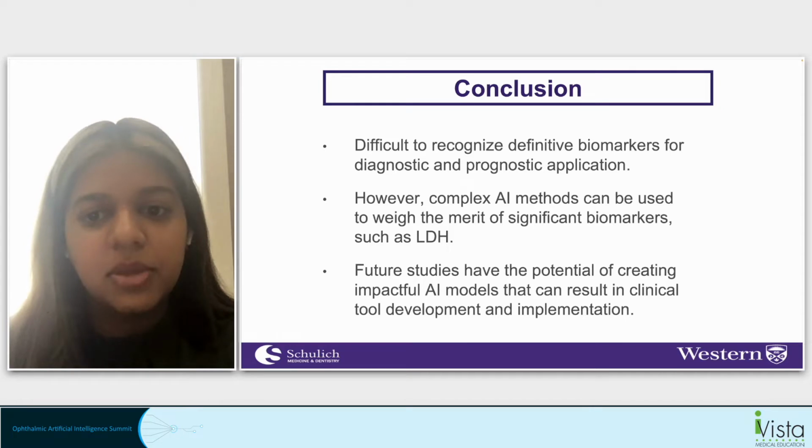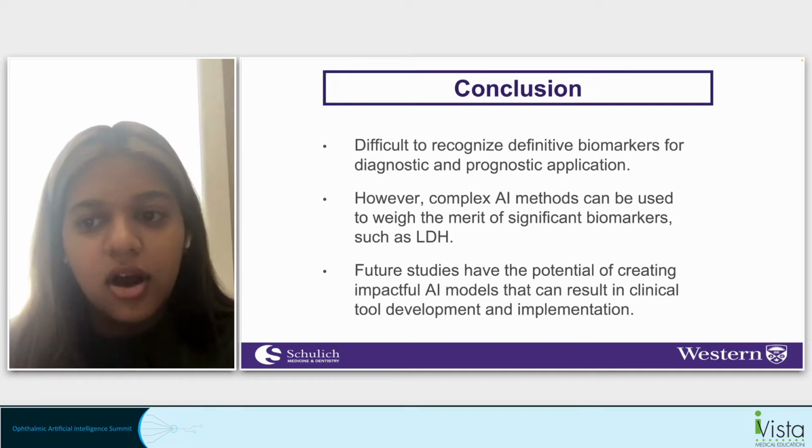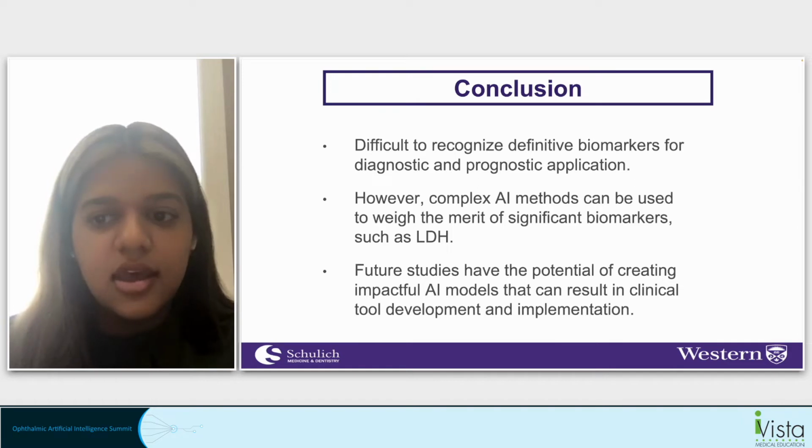In conclusion, from the current available literature, it is difficult to recognize definitive biomarkers for diagnostic and prognostic application. However, complex AI methods can be used to weigh the merit of significant biomarkers such as LDH. Particularly, complex AI methods can be used in order to create staging tools and predict treatment outcome. Although the information presently available has a large degree of heterogeneity, future studies have the potential of creating impactful AI models that can result in clinical tool development and implementation.